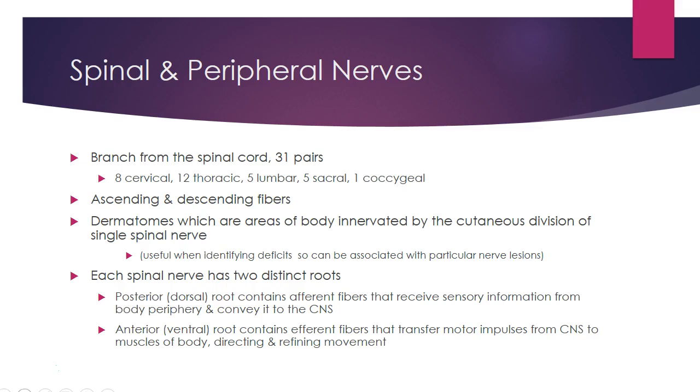Each spinal nerve has two distinct roots. You have the posterior root, which contains your afferent fibers that receive sensory information from the body periphery and convey it to the CNS. And then you have your anterior root, which will contain your efferent fibers. So remember, afferent is coming to, and efferent is going away. So your efferent fibers transfer your motor impulses from your CNS to the muscles of the body, directing and refining movements.